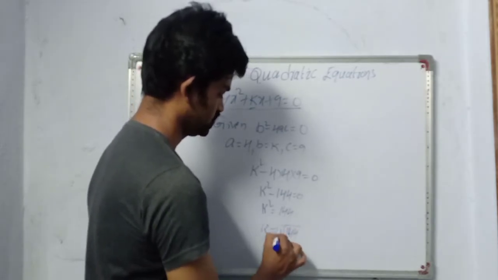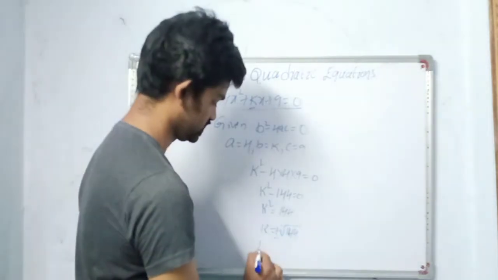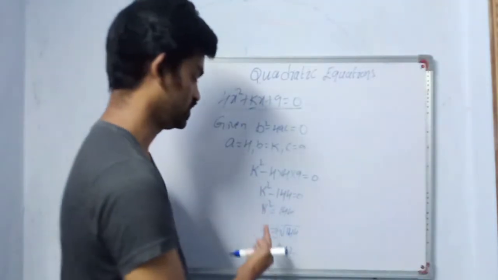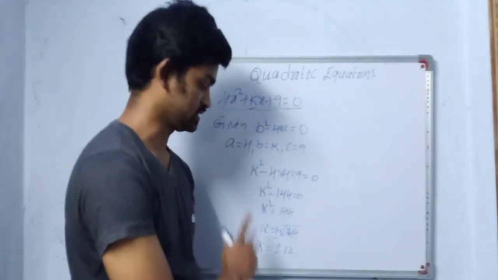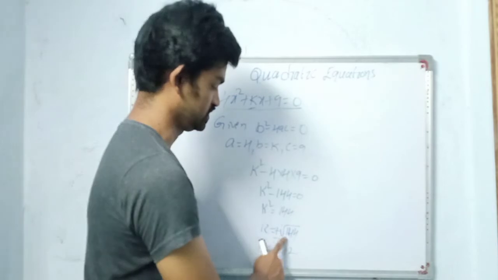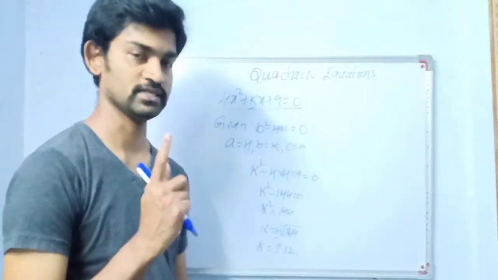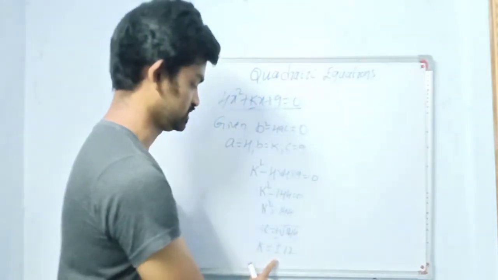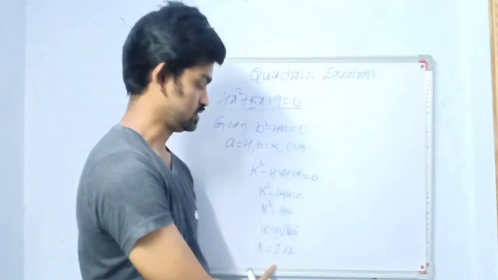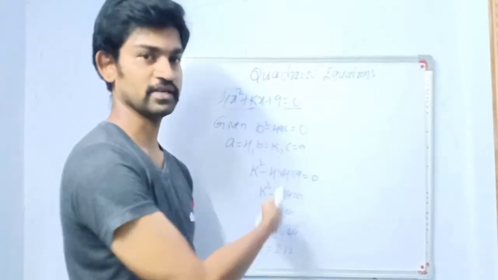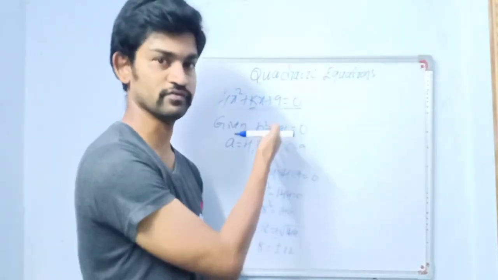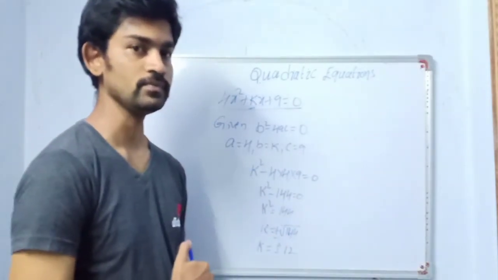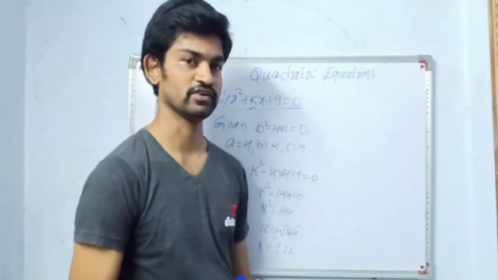Whenever we write root, it will have two values, plus or minus. So k value is plus or minus 12. If you write only 12, you will lose marks here, because when there is a root, it will have two values, plus and minus. Every square root will have plus and minus values, so plus or minus 12. Okay, so this is the application of nature of roots. A question may be asked like this on application. So this is the topic of nature of roots.